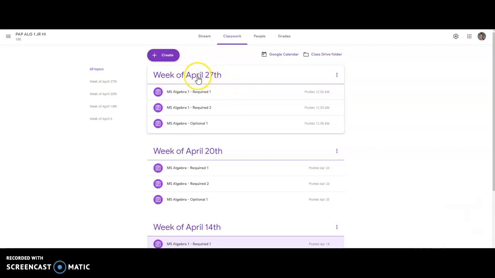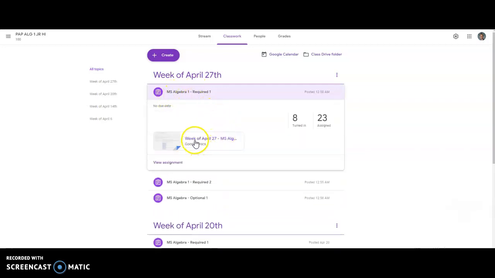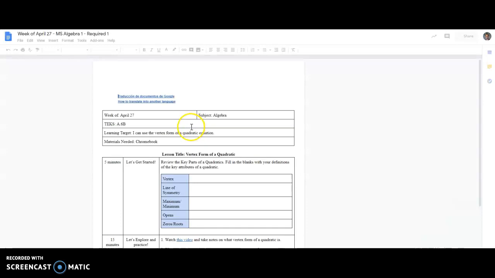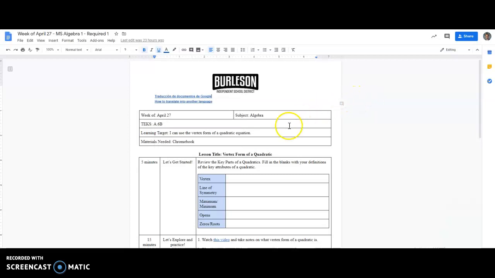The classwork for the week of April 27th, that's where we're at now. Starting with required activity 1, it is all about vertex form of a parabola. So I'm going to walk you through what you're expected to do here. The warm-up, just recall the vocabulary for vertex, line of symmetry, the maximum and minimum. Opens, this is whether it opens up like a U or opens down like an upside down U. And then what the zeros and roots are. That's just the vocabulary for it.